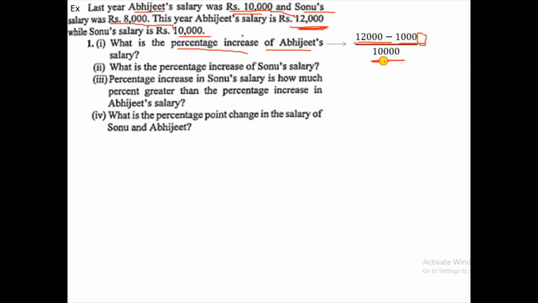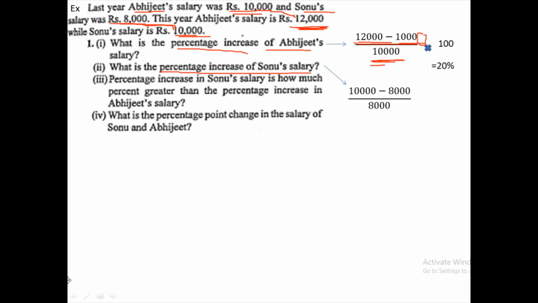So original salary was 10,000. Now it has become 12,000. So the change is 12 minus 10, and the base salary was 10,000. So change divided by original quantity multiplied by 100. So it is 2,000 by 10,000, which is going to be 1 by 5, and 500 by 5 is going to be 20%. So percentage increase is 20%.